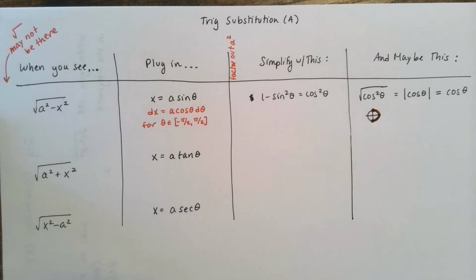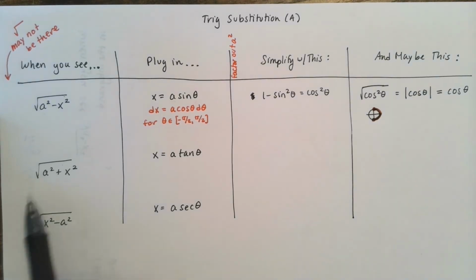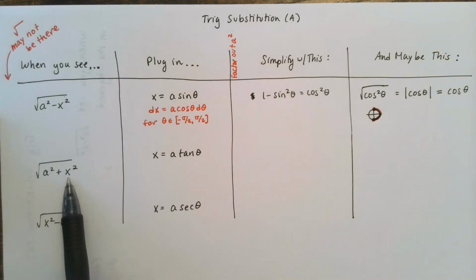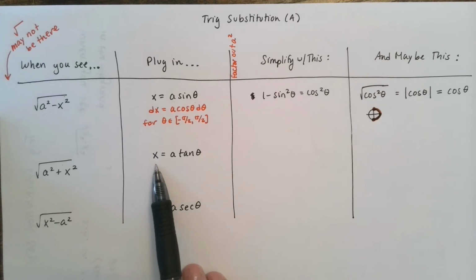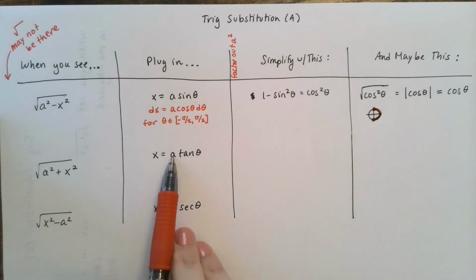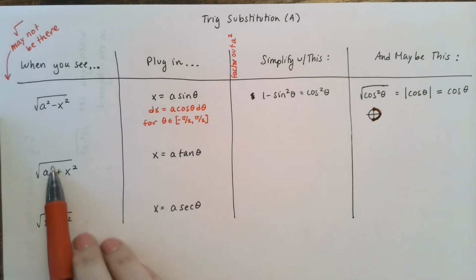All right, so I'm going to fill in the rest of this chart, and then this video will end with an example. So if this isn't all crystal clear immediately, we will actually use it in a minute. Okay, so the other two possibilities are a squared plus x squared. You may or may not see this root, but we include it in the chart because it's usually there.